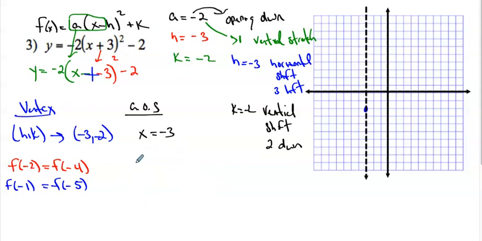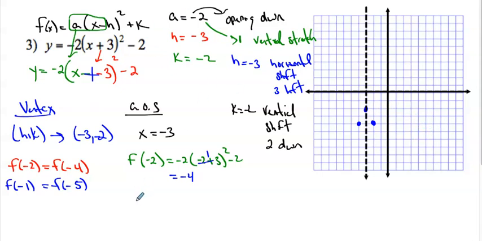And let's see what we got here. So I'm going to plug in f of negative 2 here, and I got negative 2 times the quantity of negative 2 plus 3 squared minus 2. All right, so inside out, so negative 2 plus 3 is 1, 1 squared is 1. 1 times negative 2 is negative 2, negative 2 minus 2 is negative 4. So f of negative 2 is negative 4, which means this is also negative 4.